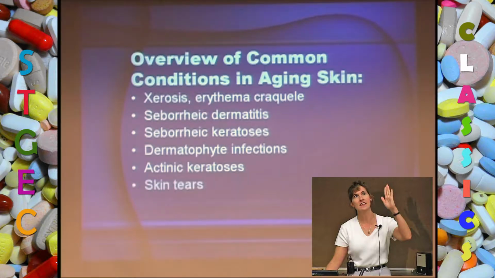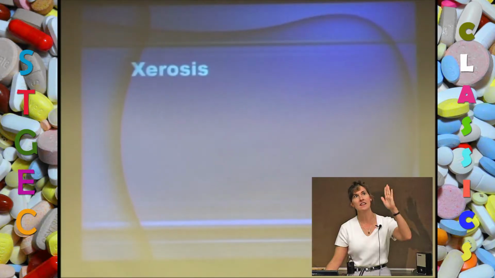The actinic keratoses, which are sometimes considered pre-malignant. The skin tears, which I've touched upon, and then we'll talk a little bit about the malignancies and the pressure ulcers. So this is a little bit of what we're going to be discussing.